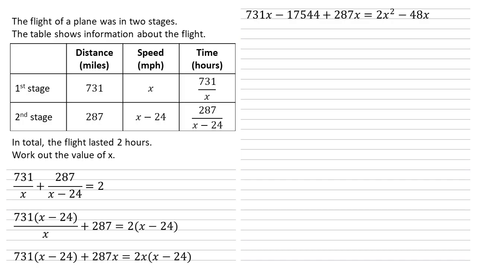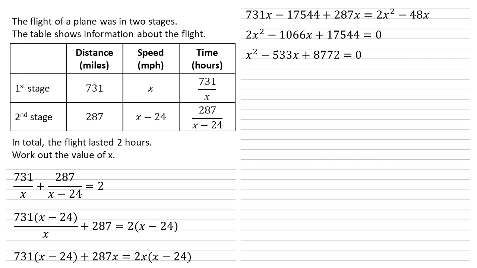So we've got our positive 2x squared on the right, along with a minus 48x. So if we take the 731x and the 287x away from both sides, and add the 17,544 to both sides, we get that 2x squared minus 1066x plus 17,544 equals 0. Now all these terms are even, so I like to just divide by 2 here just to make the numbers a bit smaller, a bit easier to deal with. So we end up with x squared minus 533x plus 8,772 equals 0. We don't have to do that step, but it might make things a bit simpler.